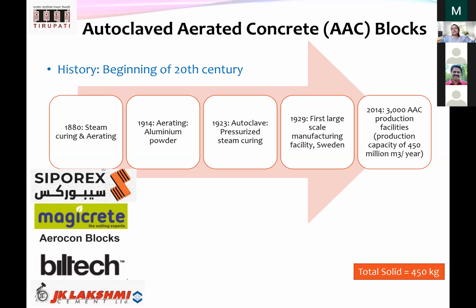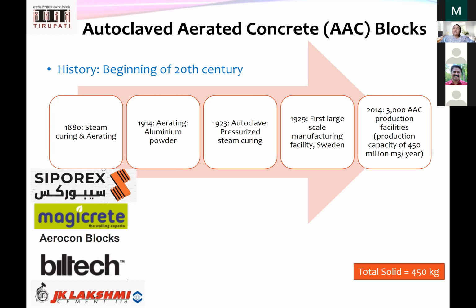Once they understood that aluminium powder is a good agent to create enough pores in the brick, they moved to 1923. At that time, they created the autoclave process. It is pressurized steam curing, not exactly plain steam curing. They actually do the steam curing in a pressurized manner. As I discussed before, at all these stages a lot of patents were given to companies in countries like Germany, Denmark and the UK. If you look into the patents, mostly they could be material level patents.